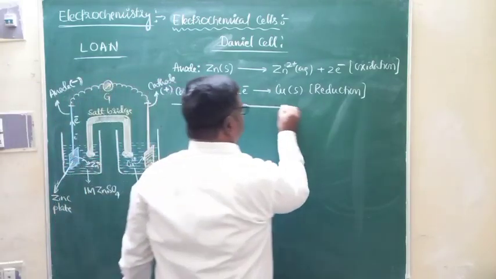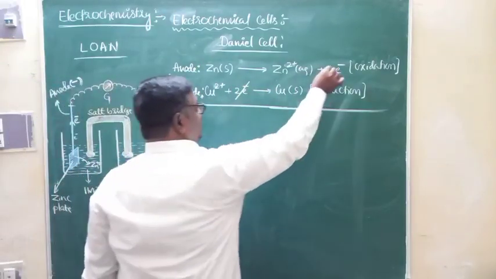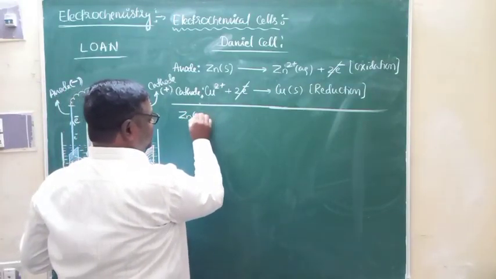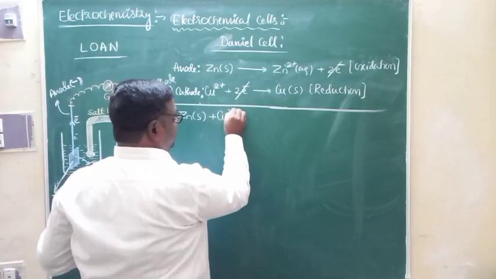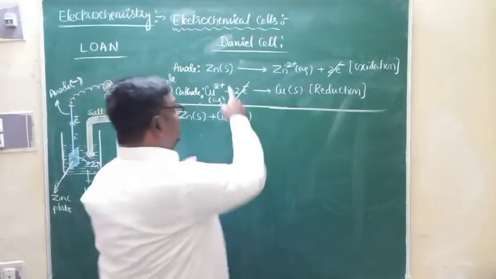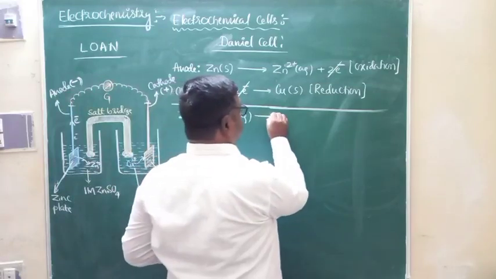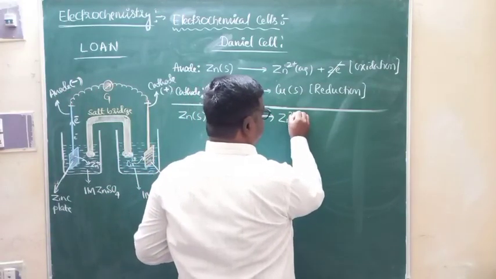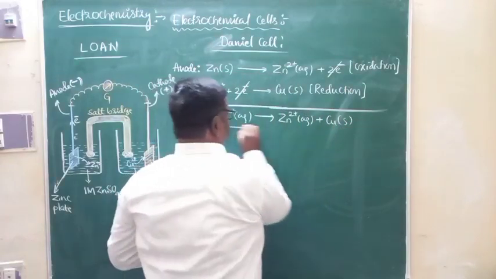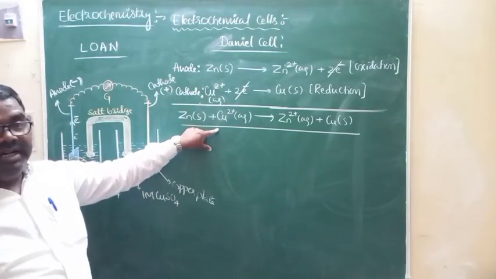If I add these two electrode reactions, look at this, you can cancel the common terms here. Two electrons will be cancelled, and you are left with Zn solid and copper ions in aqueous solution. On the reactant side we have Zn and Cu2+. On the product side we have Zn2+ in aqueous solution, and copper in solid form. We call this the overall cell reaction.